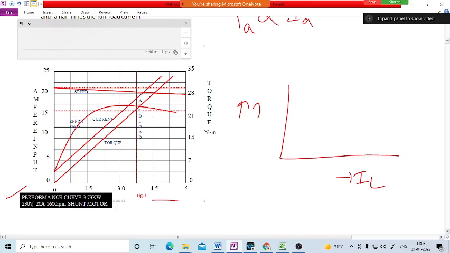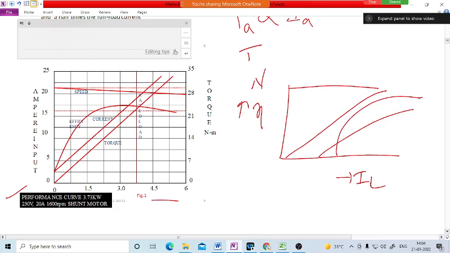And torque. If it draws a speed versus armature current or load current, the characteristics will be like this. So the speed versus load current characteristics will be like this. If you take the shaft, it will be different, and the efficiency will be like this for the shunt motor. So here we have the efficiency, torque and current.